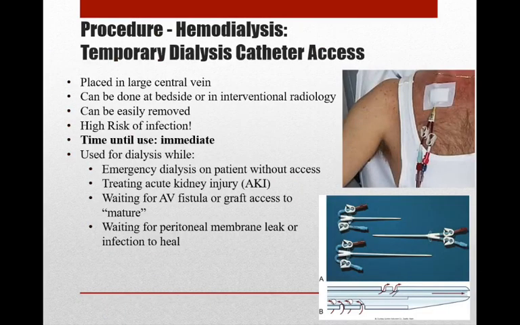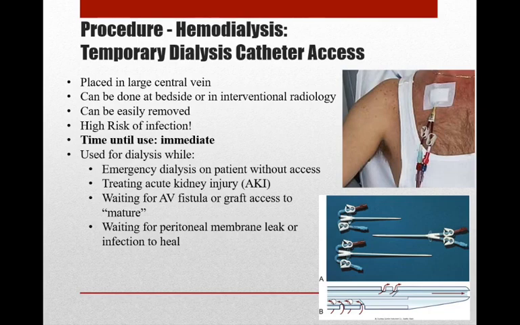We use a temporary hemodialysis catheter, which you have probably seen. It is a central line. It's done in a large central vein so that the vein doesn't collapse under the pressure of the dialysis machine. It's easy to place at the bedside or in interventional radiology, easily removed. But again, it's a central catheter, high risk of infection, and you can use it immediately for dialysis. And these are our temporary access catheters.